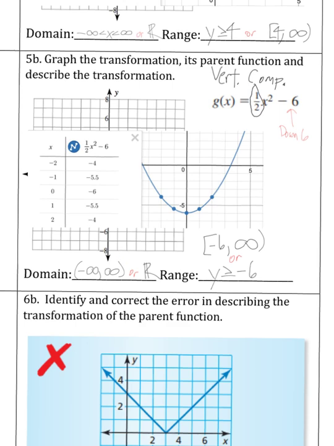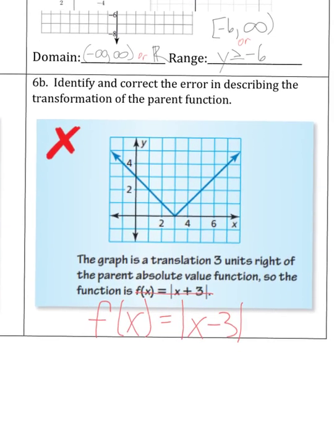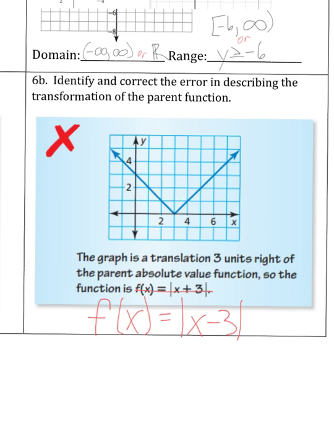And the very last one, 6b, identify and correct the error in describing this. Well, it says the graph is translated 3 units right of the parent absolute value function. Yeah, 1, 2, 3. Yep, it went 3 to the right. So the function is f of x equals x plus 3.